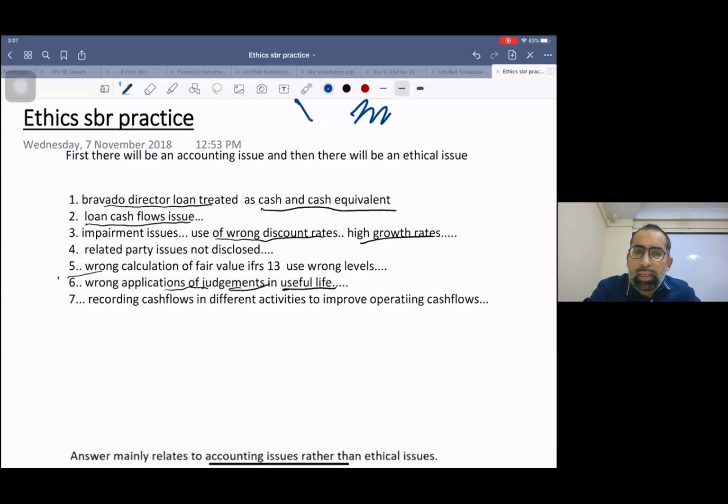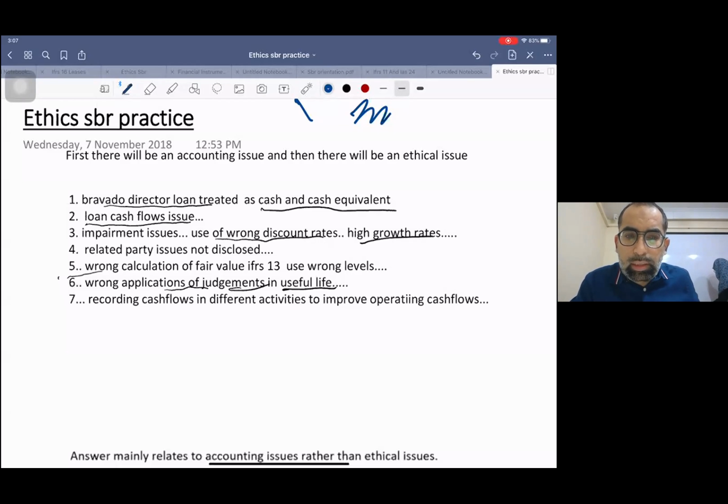Similarly, they may ask a question related to related parties. That means you are giving favors to your family. Family transactions are normally related party transactions. So see, first there is an accounting issue, then there is an ethical issue, right? You are not doing good by the shareholders.